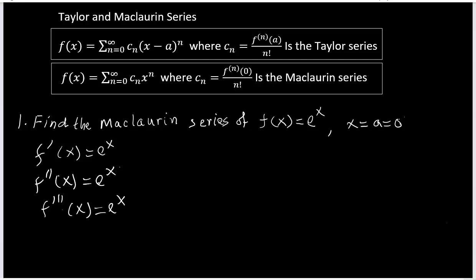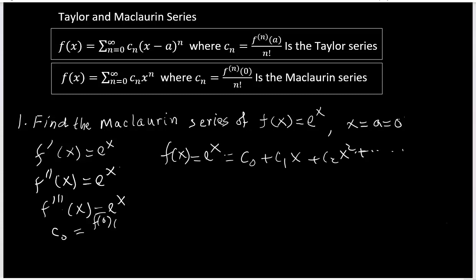Now, we know that the Maclaurin series for that function f of x equals e to the x will be c0 plus c1x plus c2x squared, and so on, isn't it? All right, so we know that c0 is the zero derivative evaluated at 0 over 0 factorial, right? So that means the value of the function at 0 over 0 factorial. So the value of the function at 0 is e to the 0, and 0 factorial is 1. So you get c0 is 1. So you plug it here.